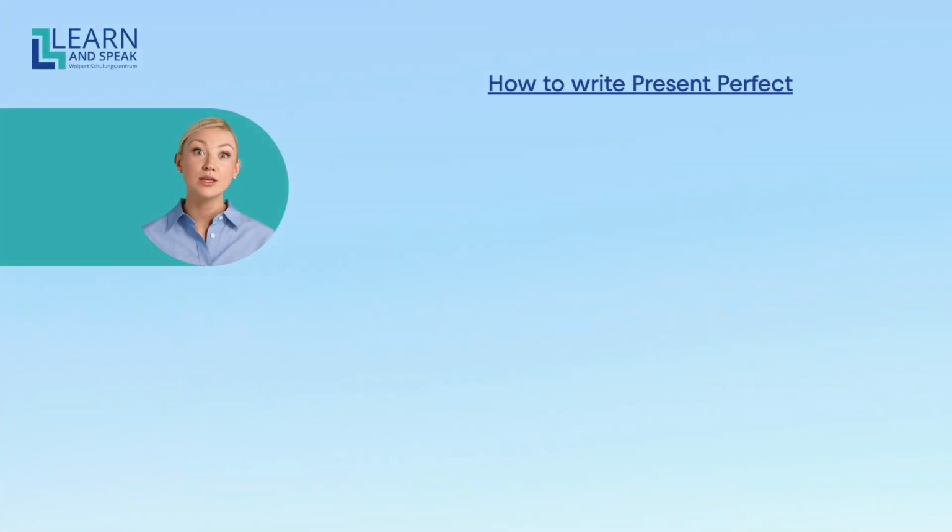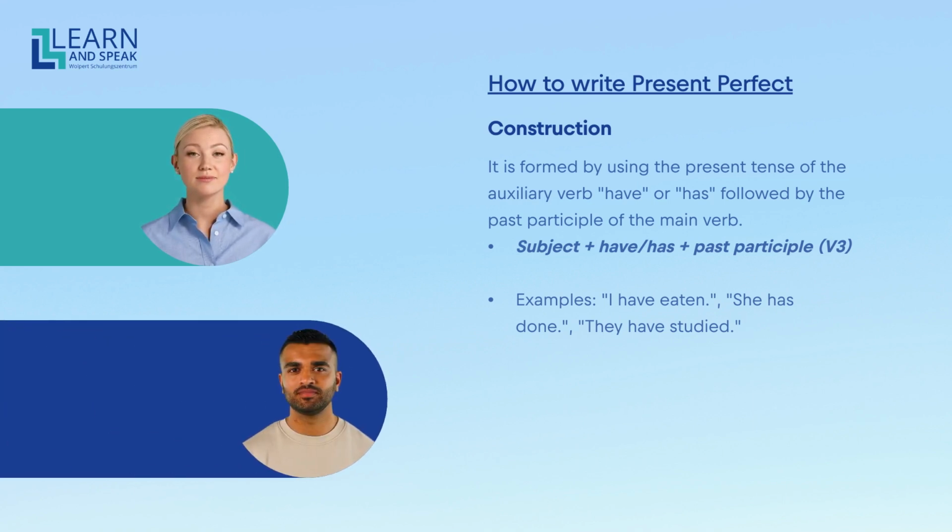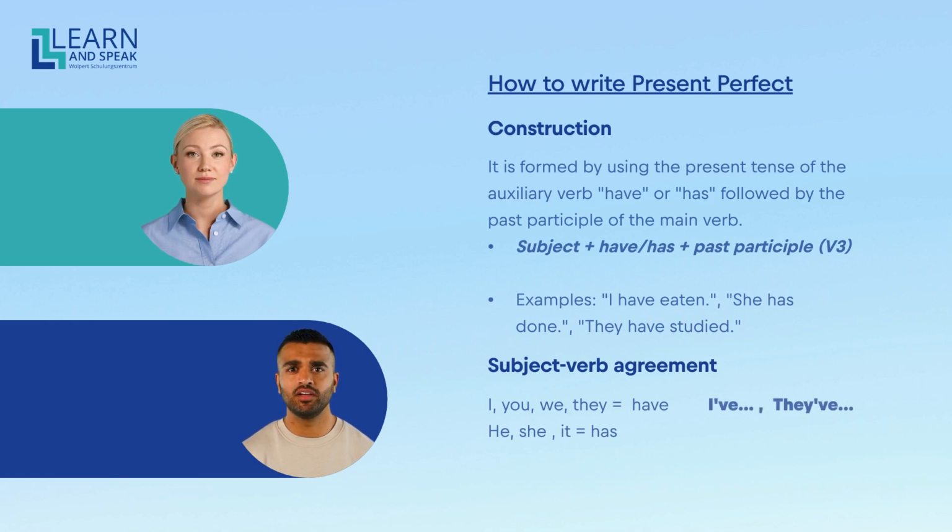Present perfect is formed by using the present tense of the auxiliary verb have or has, followed by the past participle of the main verb. The past participle is the third form of the verb. Some examples include, I have eaten, she has done, and they have studied. Unlike past simple, for present perfect, you have to make sure your subject and verb agree, as you can see here. Also be aware, when it is spoken by native speakers, it is often contracted to I've or they've, or he's or she's.